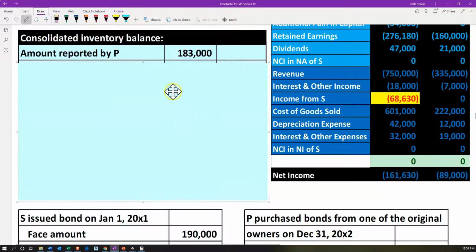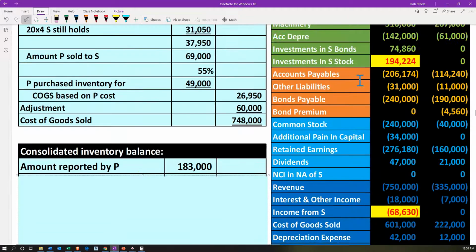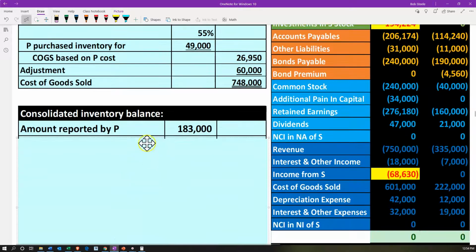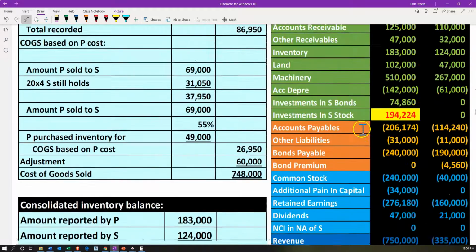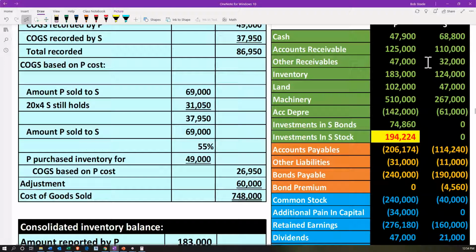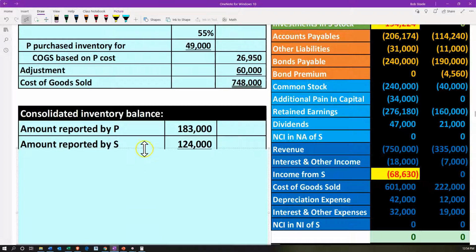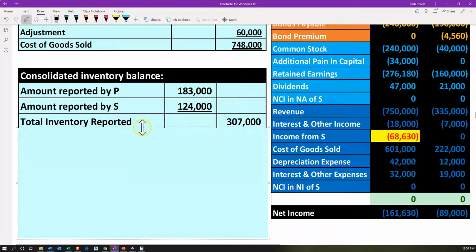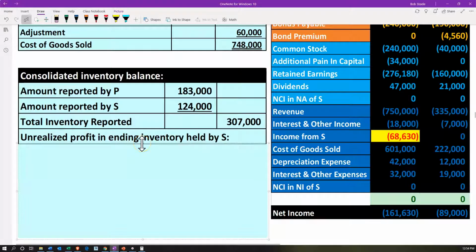So we've added our reveal item again, and so once again, we're going to start with what's on the books. What's on the books for P for inventory, so that's going to be the parent. That's going to be the 183. We're going to be adding that to what is on the books for S, which is going to be the S inventory subsidiary 124,000. That's going to give us our total consolidated inventory at that point, 307, that we're going to have to make adjustments for the elimination or consolidation entries.